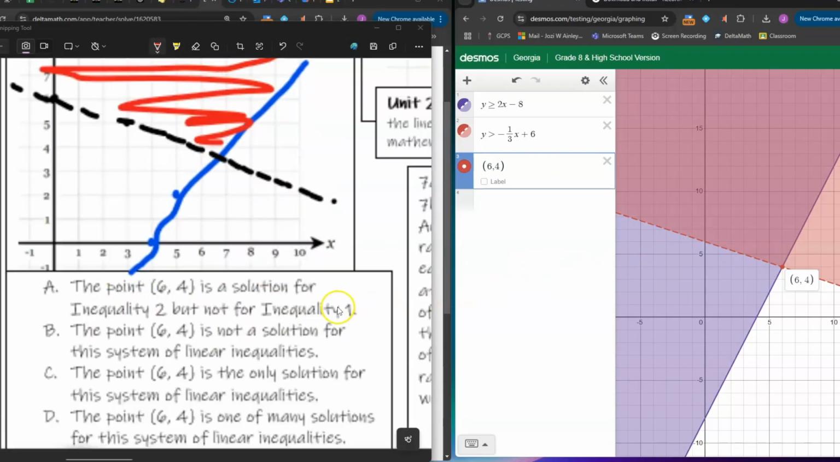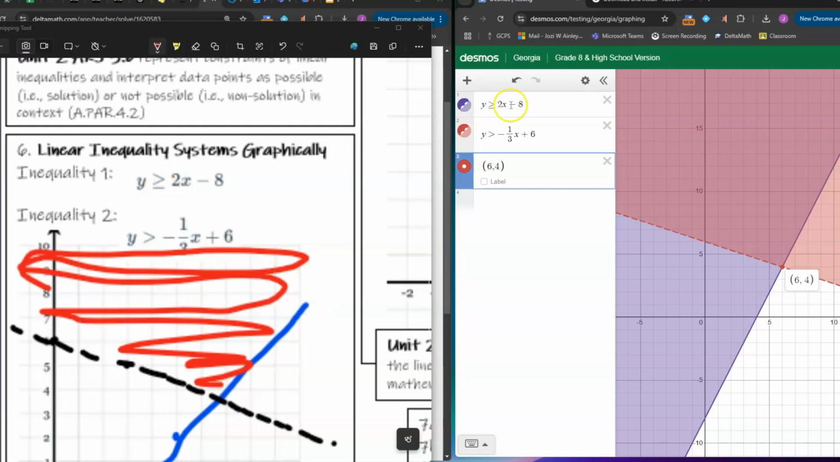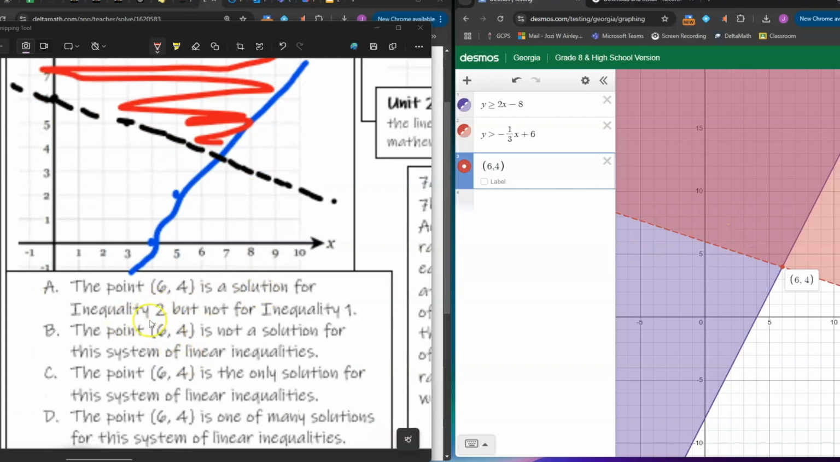All right, so (6, 4) is a solution for inequality 2, but not inequality 1. Okay, so I need to know which one was 2 and which one was 1. So 1 is the purple, 2 is the red. So is it a solution for inequality 2? Inequality 2 is the red. Is it a solution for this dotted line? No. So it's not it. So you just have to read. All right, the point (6, 4) is not a solution for this system of linear inequalities.